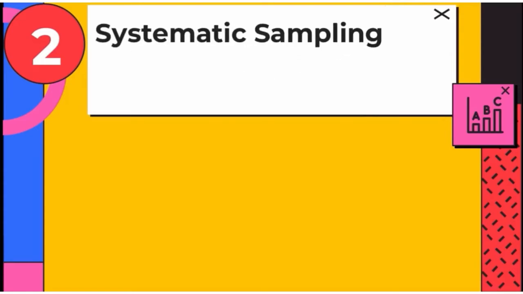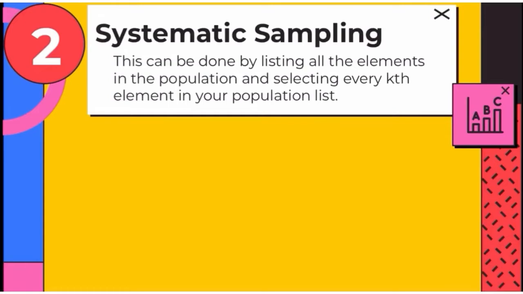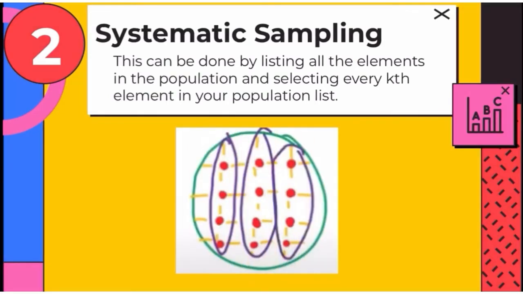Systematic sampling. This can be done by listing all the elements in the population and selecting every kth element in your population list. As we can see in the picture, may pattern na involved, di ba? Merong alignment, hindi lang basta-basta nakasabog yung respondents. For example, in a 200 students na kailangan mong isurvey, pipiliin mo lang doon yung every 20 students.